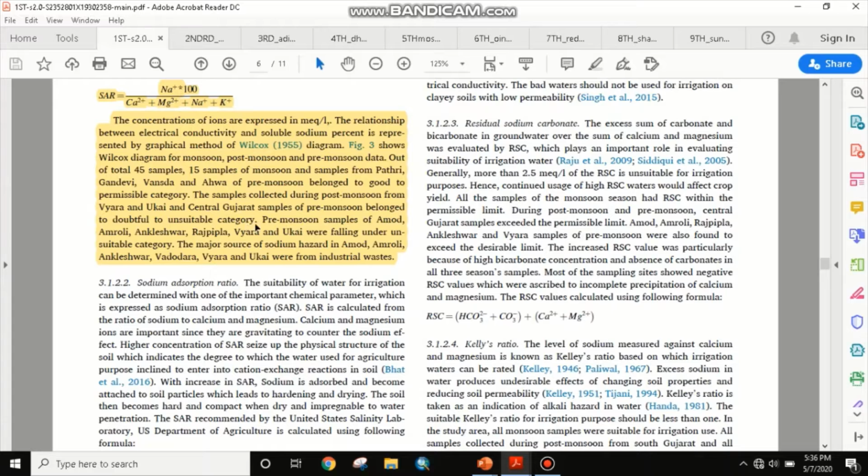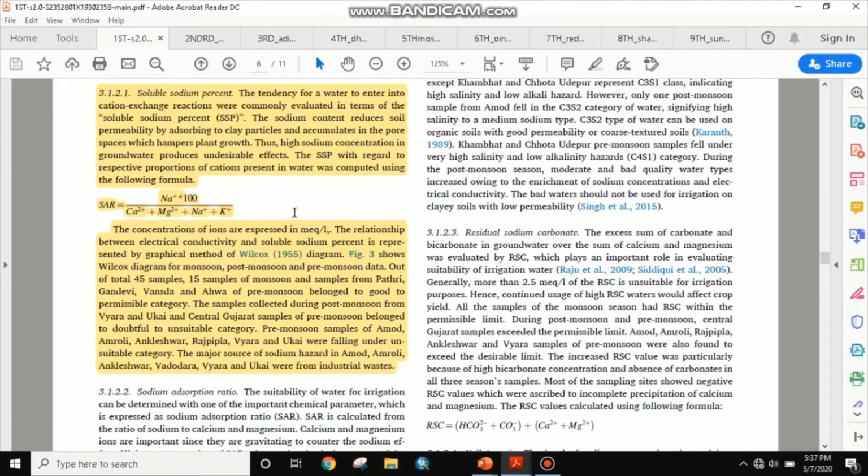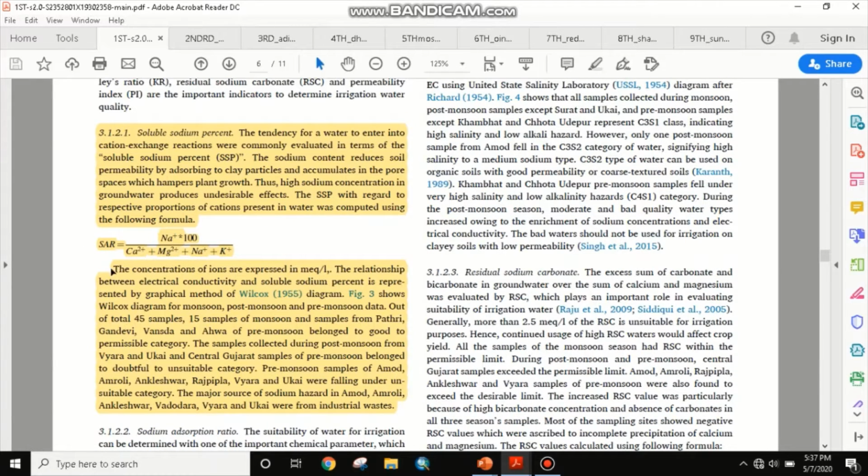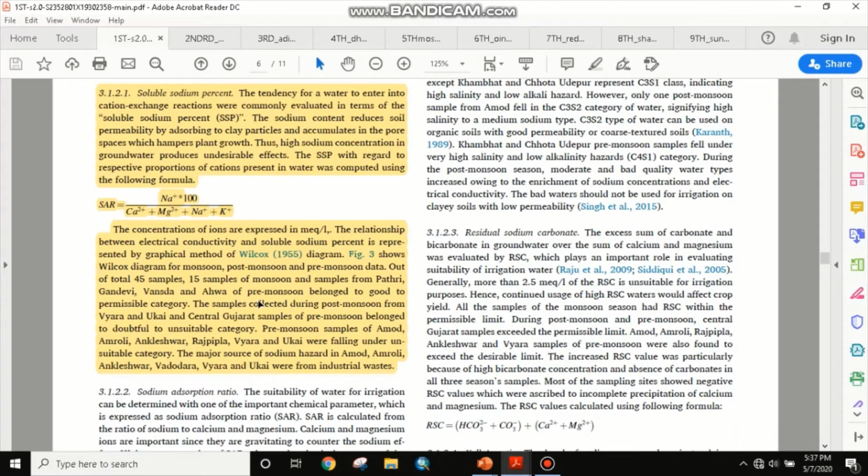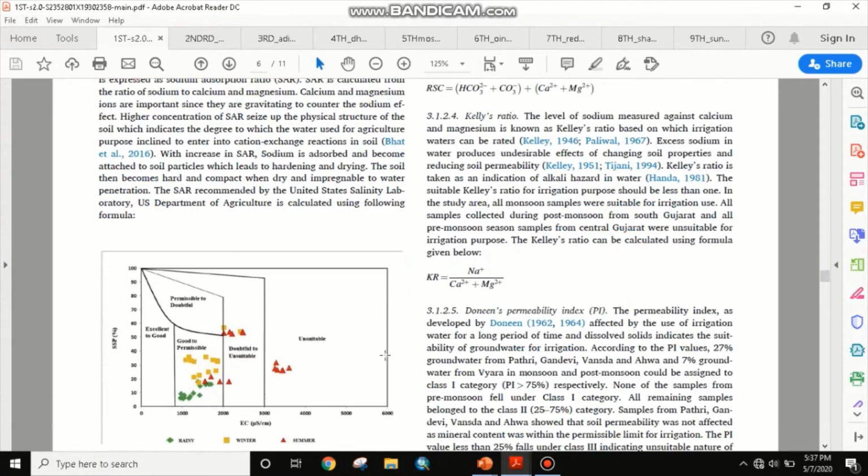Now after that, if you see, pre-monsoon samples of Amod, Amroli, Ankleshwar, Rajpipla, Vyara and Ukai were falling under the unsuitable category. The major source of sodium hazard in Amod, Amroli, Ankleshwar, Vadodara, Vyara, Ukai was industrial waste. So this is a simple interpretation of the Wilcox diagram which we have seen over here.